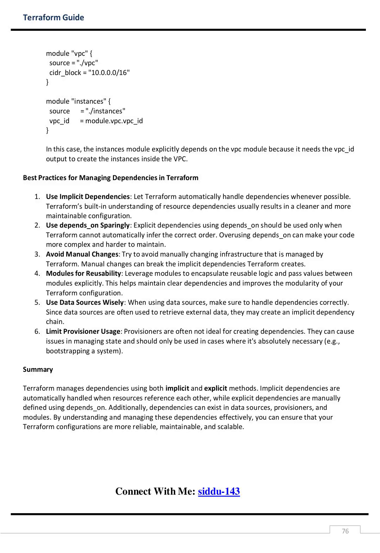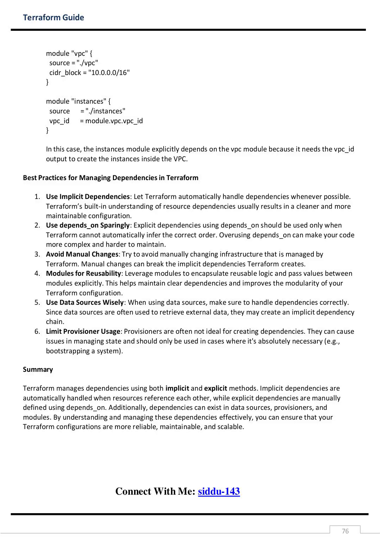Best practices for managing dependencies in Terraform. 1. Use implicit dependencies. Let Terraform automatically handle dependencies whenever possible. Terraform's built-in understanding of resource dependencies usually results in a cleaner and more maintainable configuration. 2. Use depends_on sparingly. Explicit dependencies using depends_on should be used only when Terraform cannot automatically infer the correct order. Overusing depends_on can make your code more complex and harder to maintain.